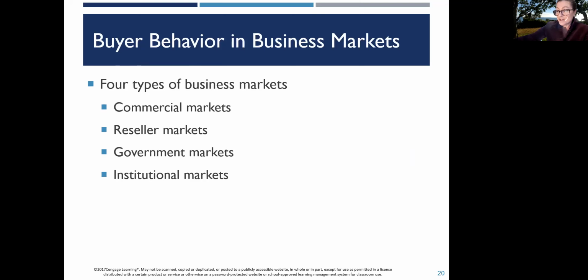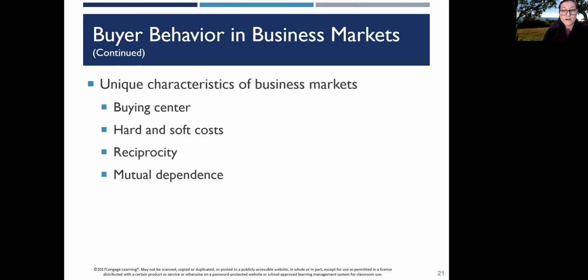All right, now let's switch our discussion from the consumer markets to the business markets. Right, so here I'm talking about business markets. We're talking about organizations as the customers. And there's 4 types of business markets according to Farrell and Hartline, 2017. We can talk about commercial markets, reseller markets, government markets, and institutional markets. And there's unique characteristics of business markets.